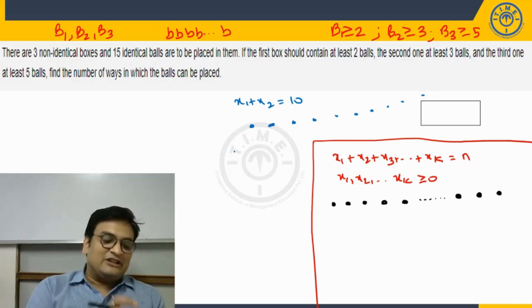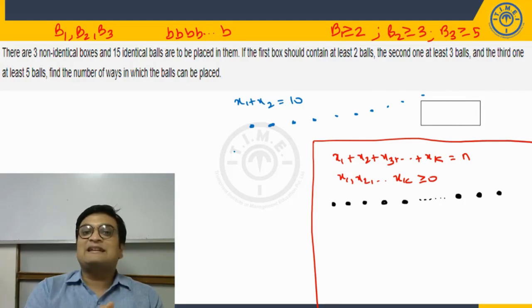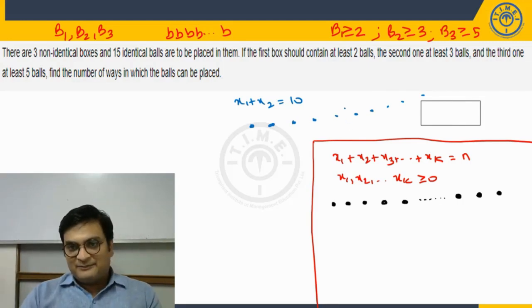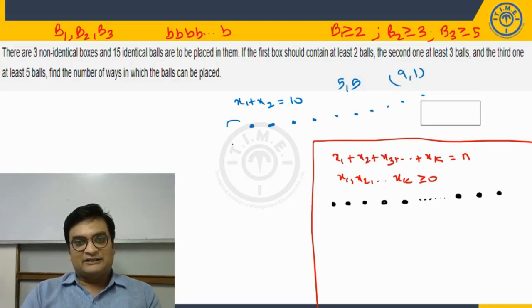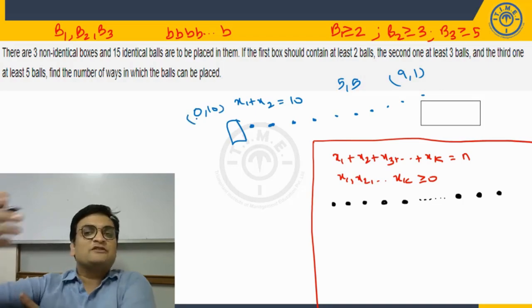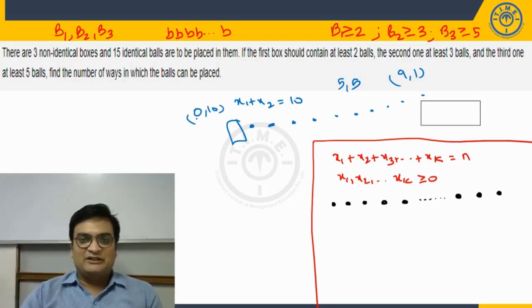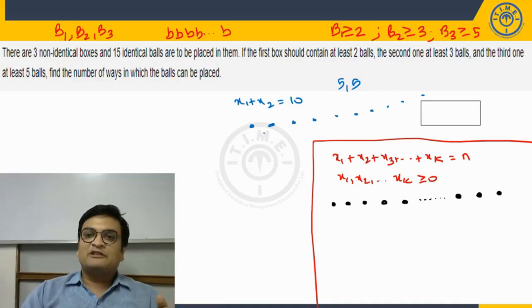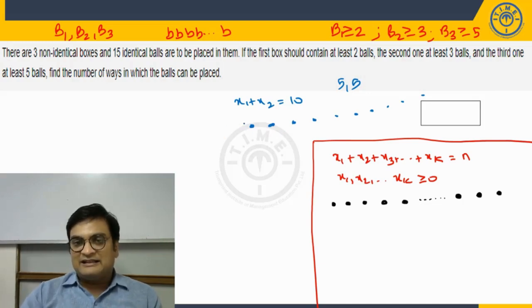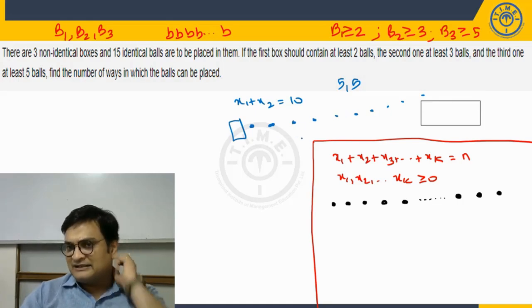So this way, as I shift the position of the partition, can I say I will get different solutions? For example, if I place the partition here, I'll get the 5, 5 solution. If I place the partition here, I'll get 9, 1. If I place the partition here, I'll get 0, 10, and so on and so forth. As I change the position of the partition, my solution set will also keep on changing. So can we all agree? Number of ways in which I can arrange these elements. There are 11 elements overall.